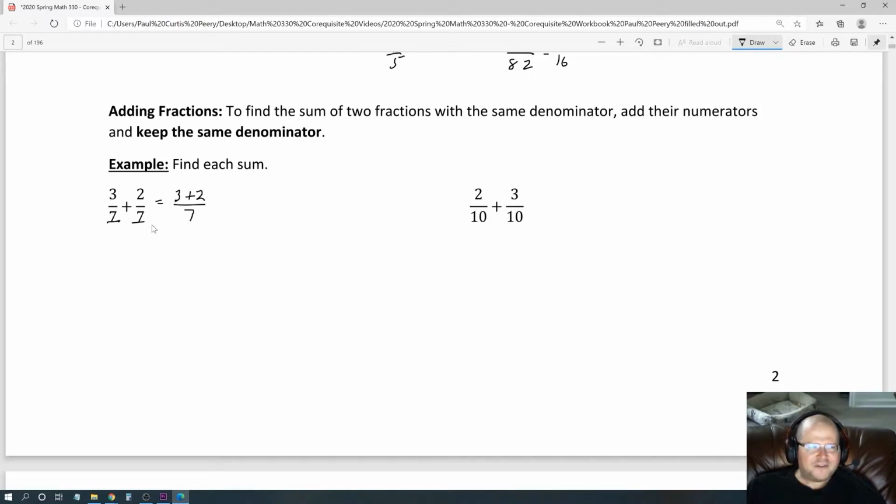of 7. Don't add the denominators together. Don't say 7 plus 7 is 14. That would be incorrect. Don't do that. So we're going to say 3 plus 2 is 5. We'll end up with 5 over 7.